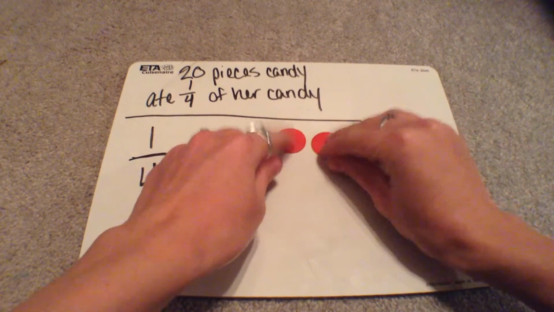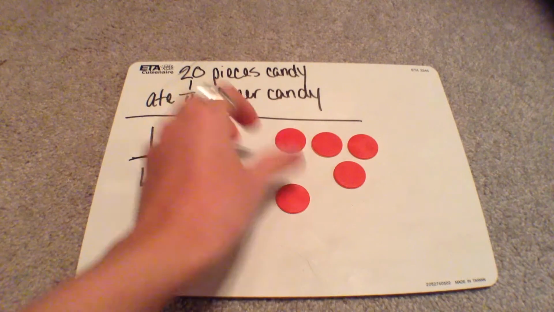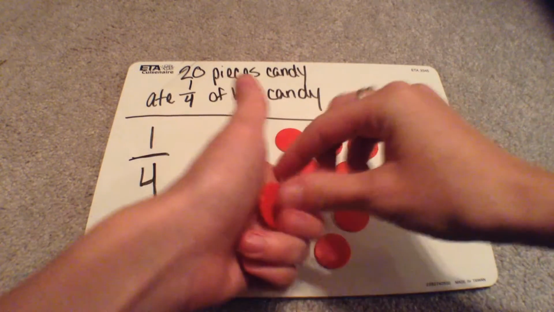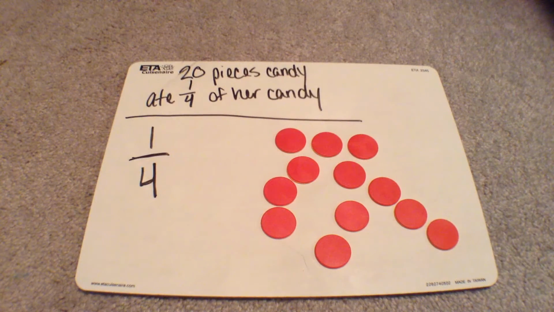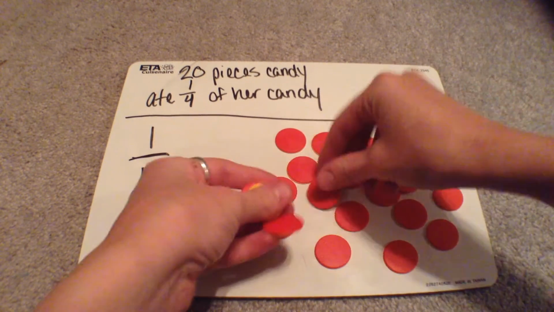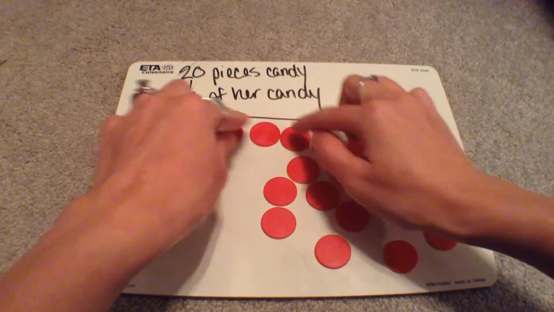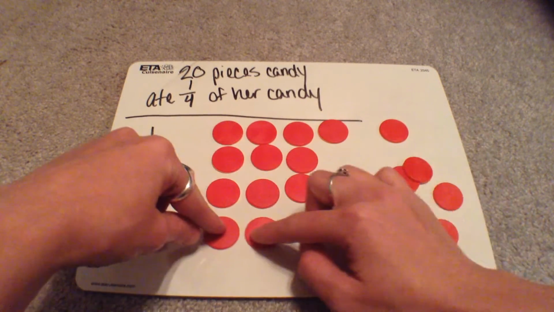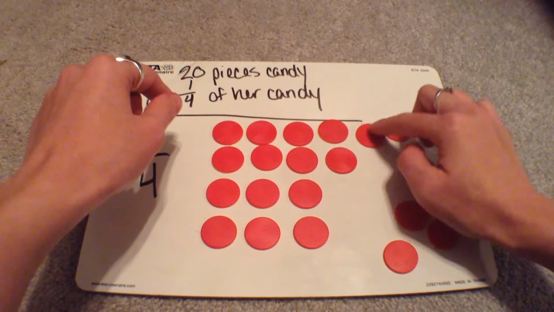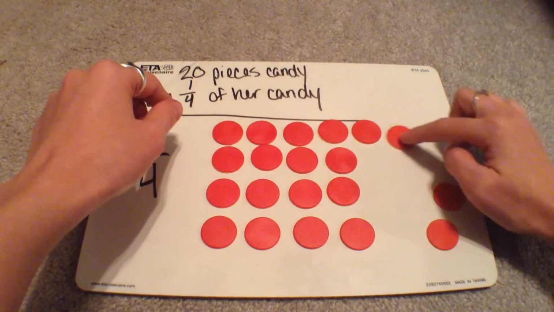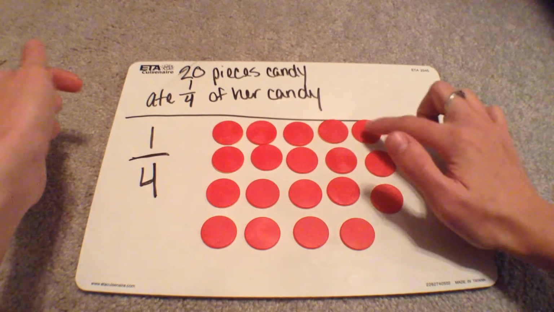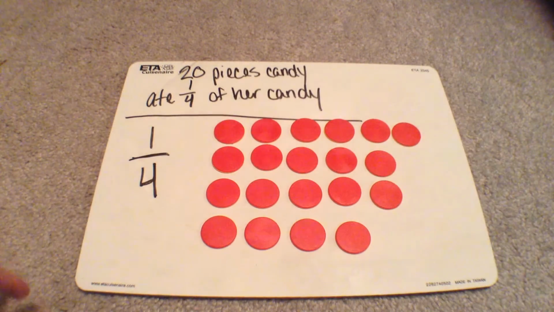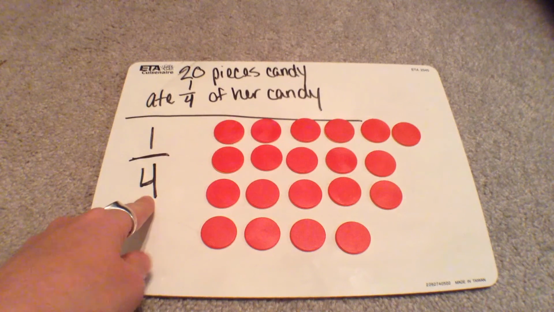counters. Each counter represents a piece of candy. So I will have 20 counters for 20 pieces of candy. So I'm arranging my 20 pieces of candy. Now, our fraction tells us that we have to have 4 equal parts.